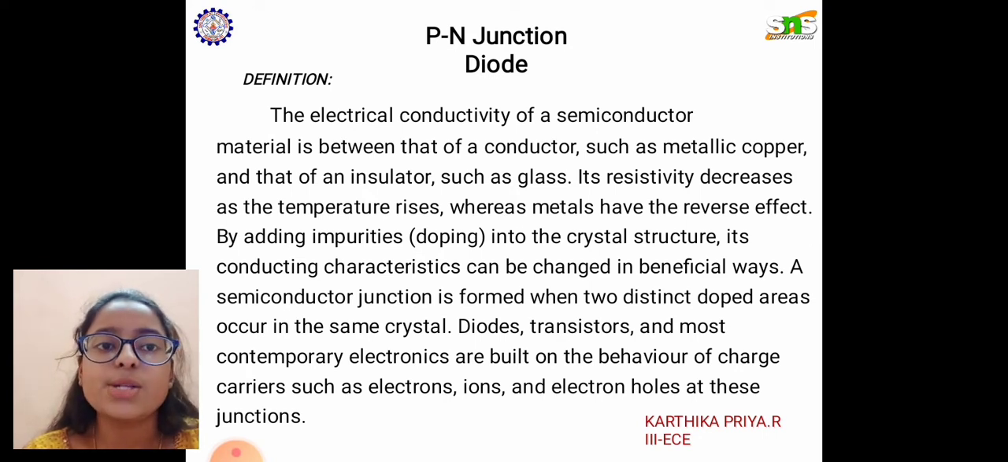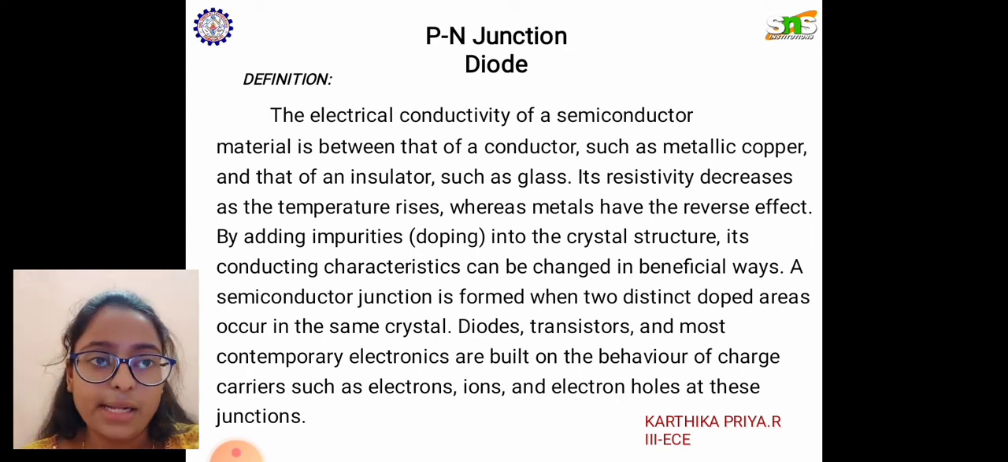A semiconductor junction is formed when two distinct doped areas occur in the same crystal. Diodes, transistors, and most contemporary electronics are built on the behavior of charge carriers such as electrons, ions, and electron holes at these junctions.